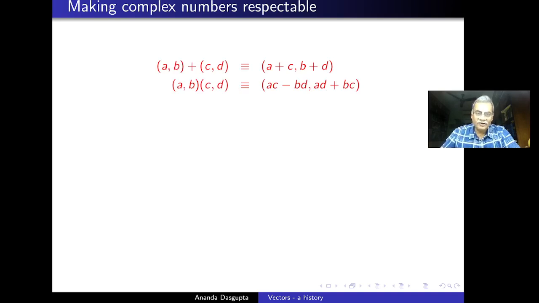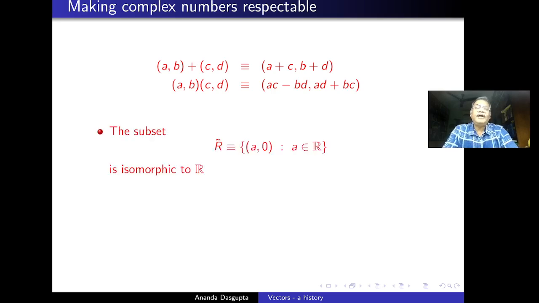Just to take a look at what these properties meant, look at a particular subset of C, which we are going to call R tilde for the time being, of all pairs for which the second element is exactly 0. So all elements of the type A, 0, where A is a real number. Now it is very easy to see that this set essentially is a set of real numbers.